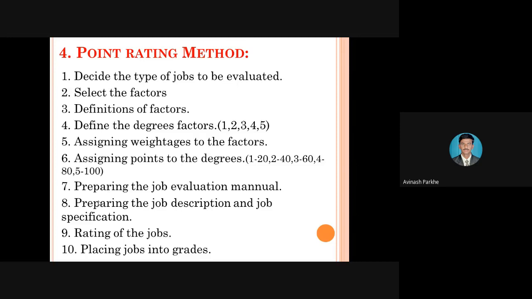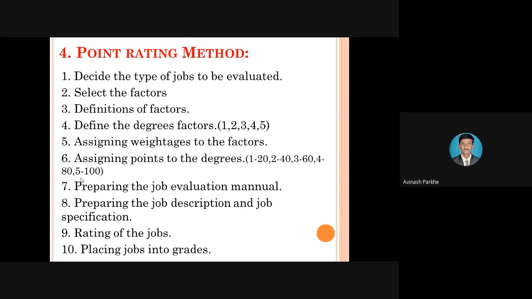So 100% means how much degree I have to give to that particular job? 5 degree. If my job evaluation will be taking place and at that time I have considered only two factors, the first one is the education and second one is the experience. So 50% weightage is given to the education and 50% weightage is given to the experience. Based on that particular percentage, we have to decide the degree.